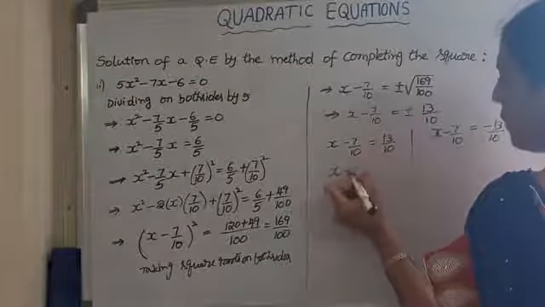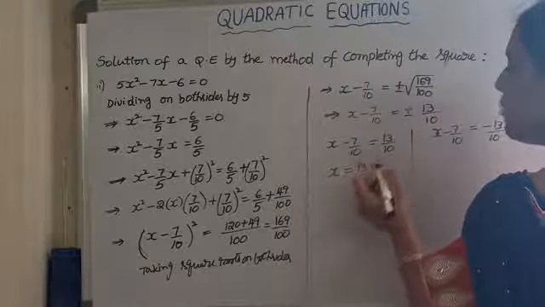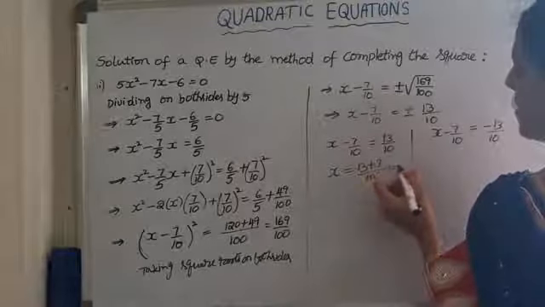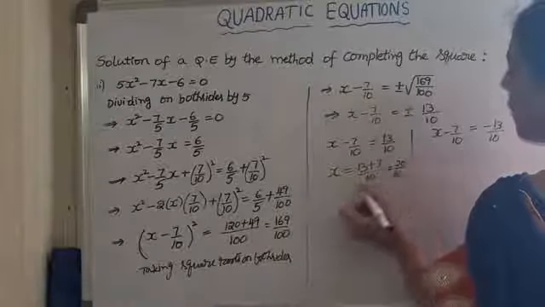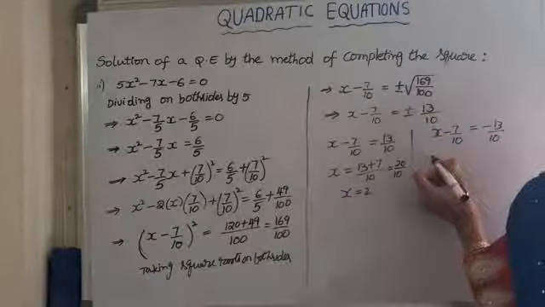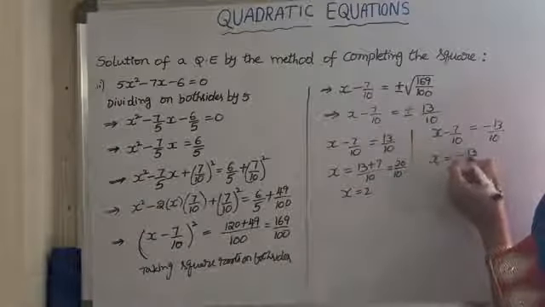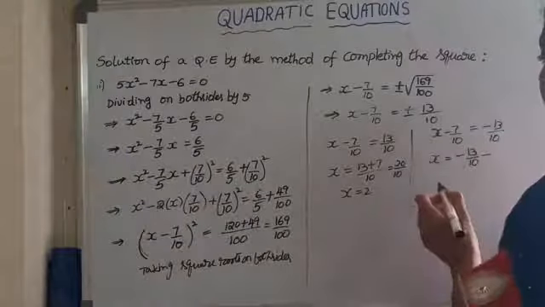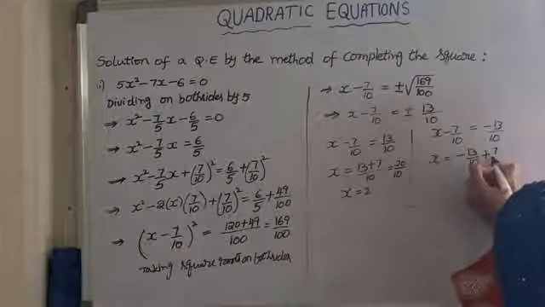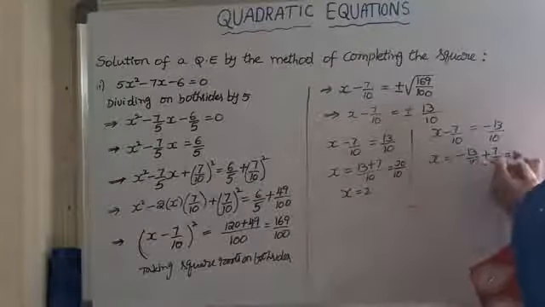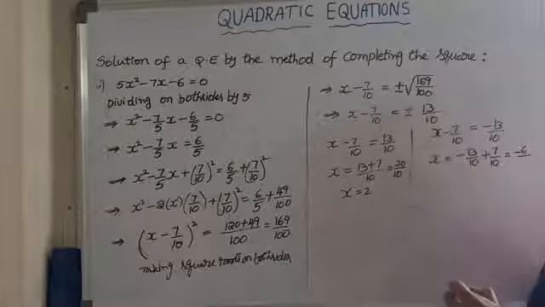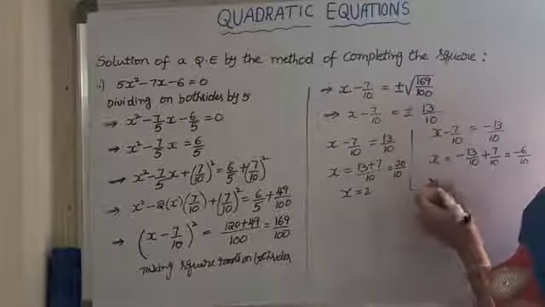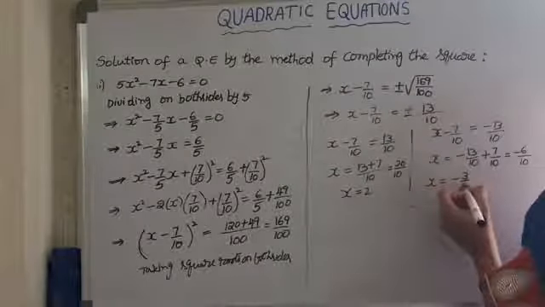x is equal to 13 plus, as both denominators are the same, x equals (13 plus 7)/10, that is 20/10. So x equals 2 we got here. Then x equals minus 13/10 minus 7/10, transposed into the RHS becomes plus 7/10. So this is equal to (minus 13 plus 7)/10, which is minus 6/10, that is equal to minus 3/5. So what are the roots?